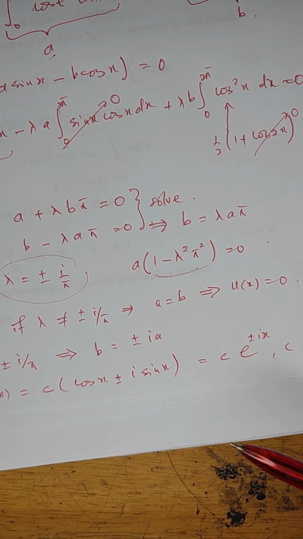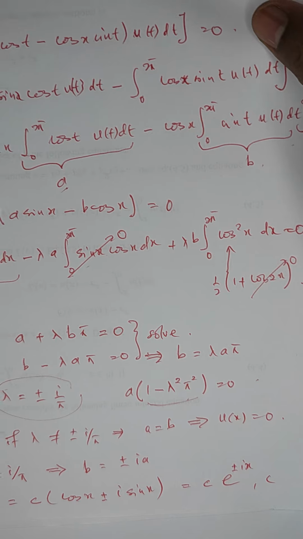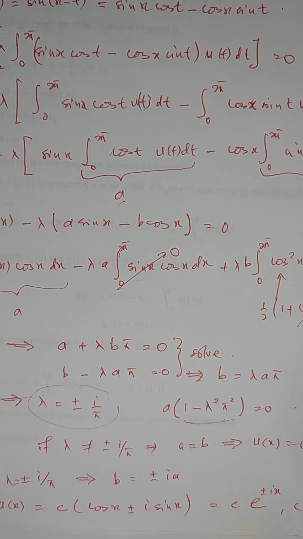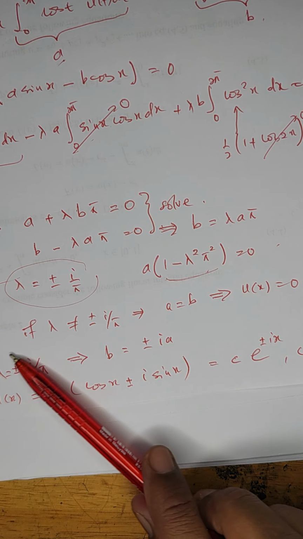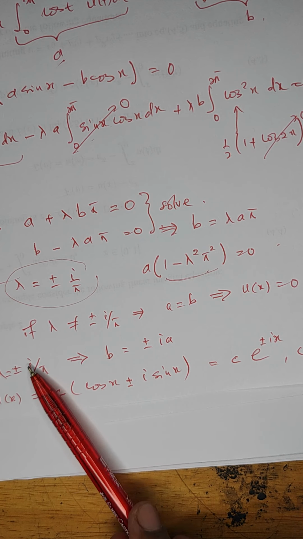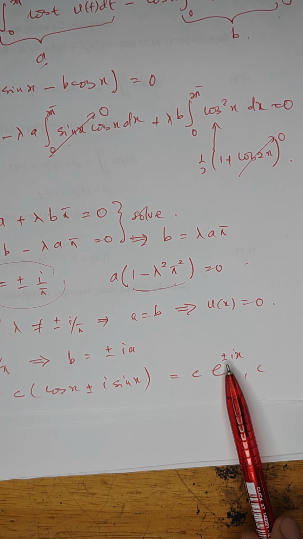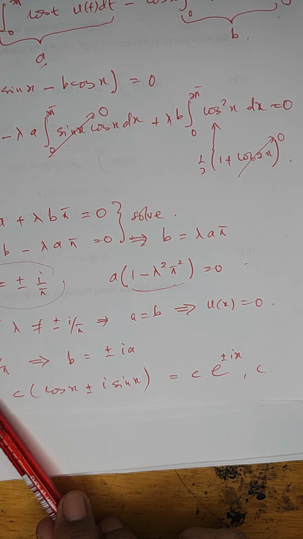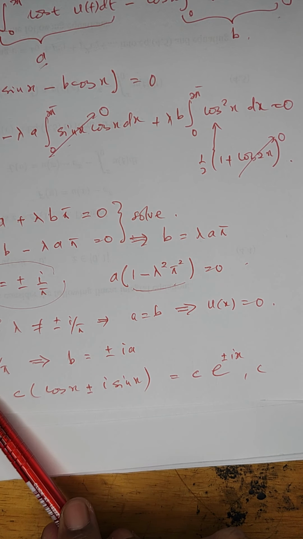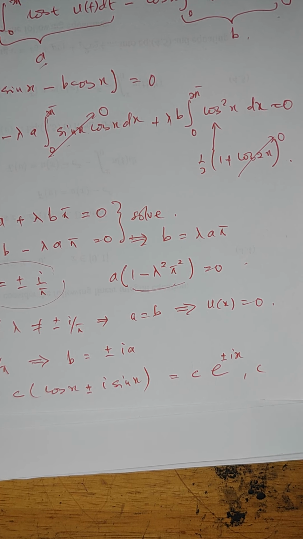So in this example, for the kernel sin(x minus t), we have two eigenvalues: lambda equal to i over pi, and the other one lambda equal to minus i over pi. The corresponding eigenfunction is u equal to c e to the i x, corresponding to lambda i over pi, and then you have another one, c e to the minus i x, corresponding to lambda negative i over pi. So that's the solution of our example.